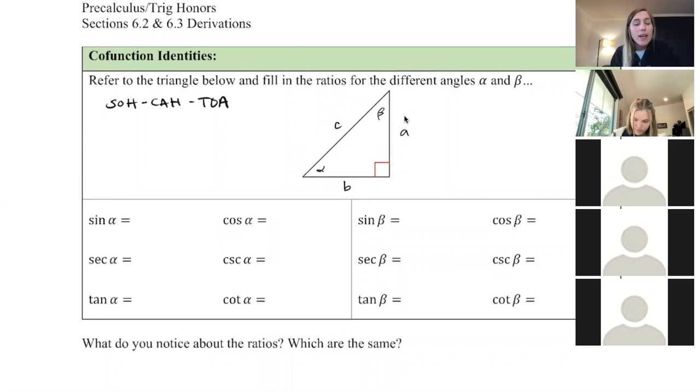We're going to fill in all of the ratios. You can do that on your own as I'm also filling in. So like sine of alpha, I look at alpha, that's opposite over hypotenuse. That would be the ratio A over C. So you're going through and writing down what each of these ratios are, okay? Then cosine of alpha would be adjacent over hypotenuse.